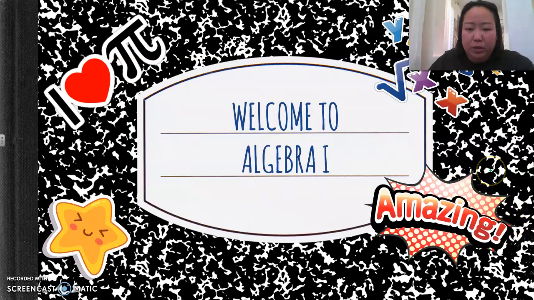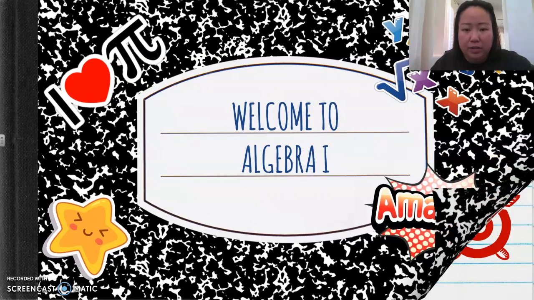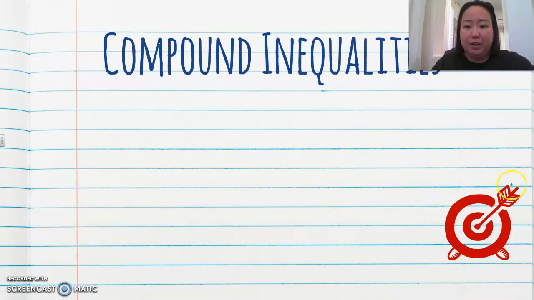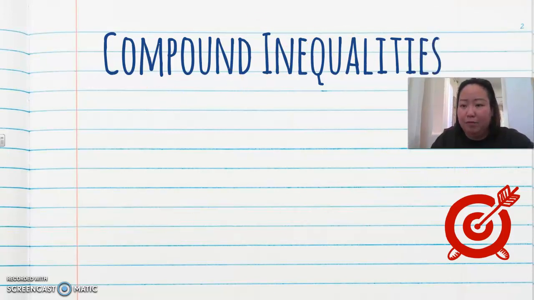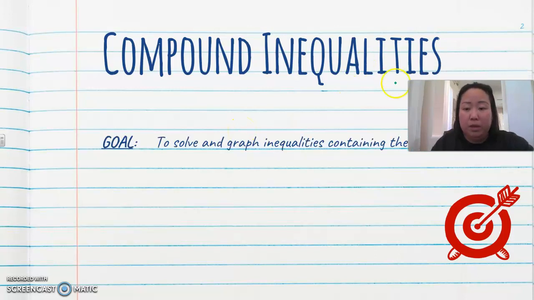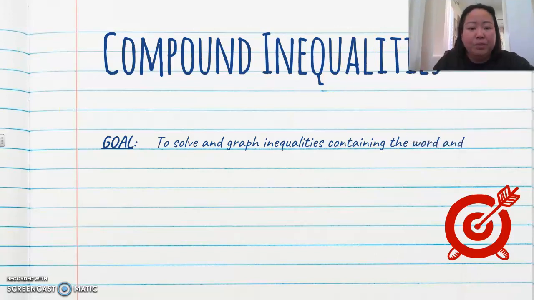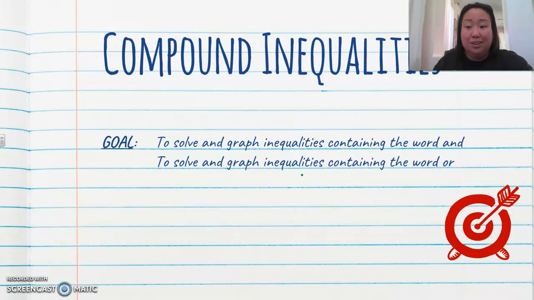Hi everybody, so we are now moving on to our next lesson, and that is going to be about compound inequalities. I'm sorry, the camera is covering the title. All right, and so our goal for today will be to solve and graph inequalities containing the word and, and then the other goal will be to solve and graph inequalities containing the word or.